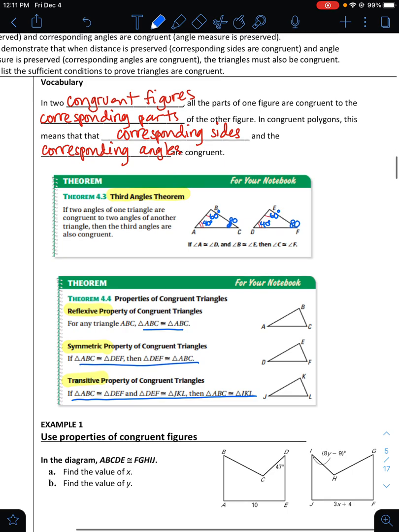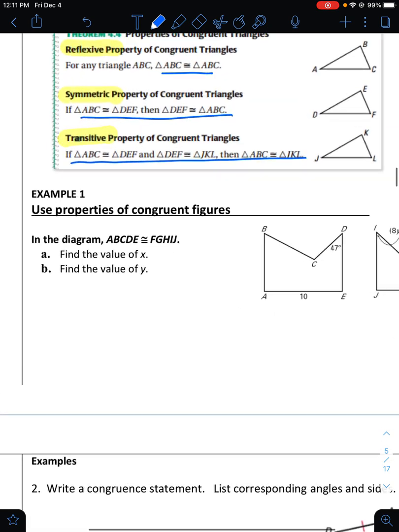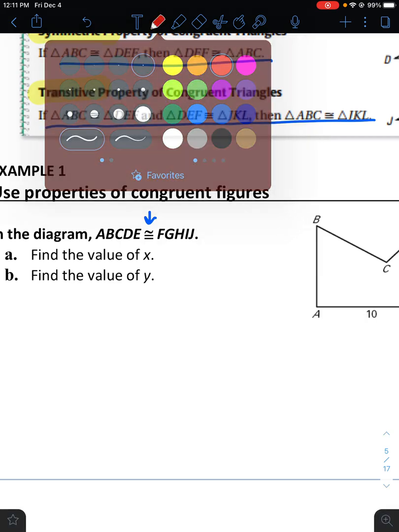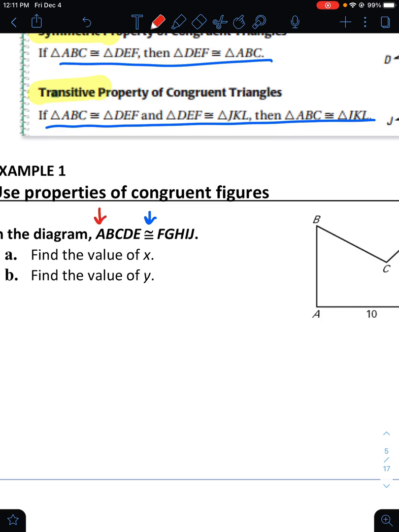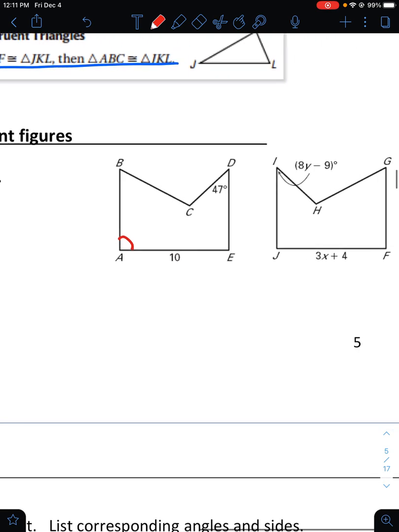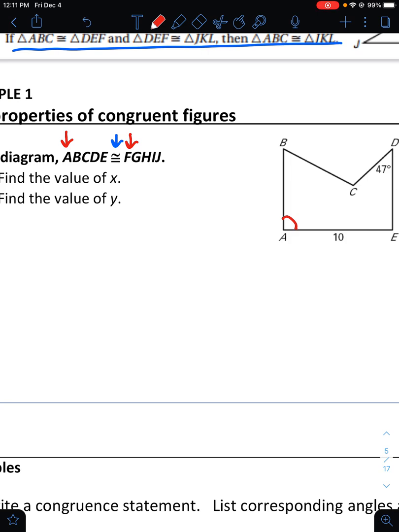So what that means is, because we are told right here that the figures are congruent, I can go in order of the name of the polygons and align things together. What I mean by that is, since A comes first in the name, angle A is going to be congruent with angle F because it also comes first in the name.